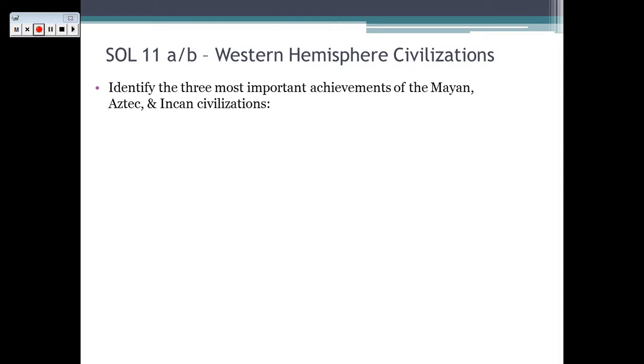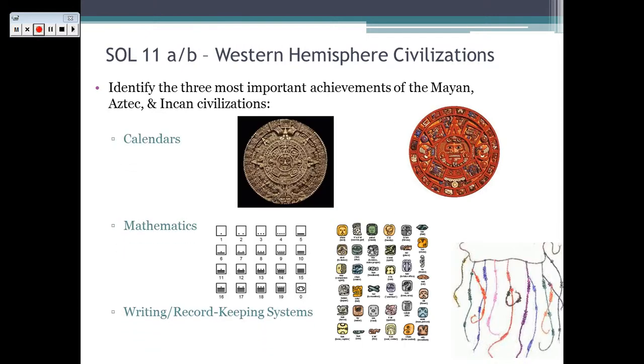And the three most important achievements of the Mayan, Aztec, and Incan civilizations is they all create their own calendars, their own math systems, and their own version for writing and record keeping, all independently and without interaction with each other, or with minimal interaction with each other.